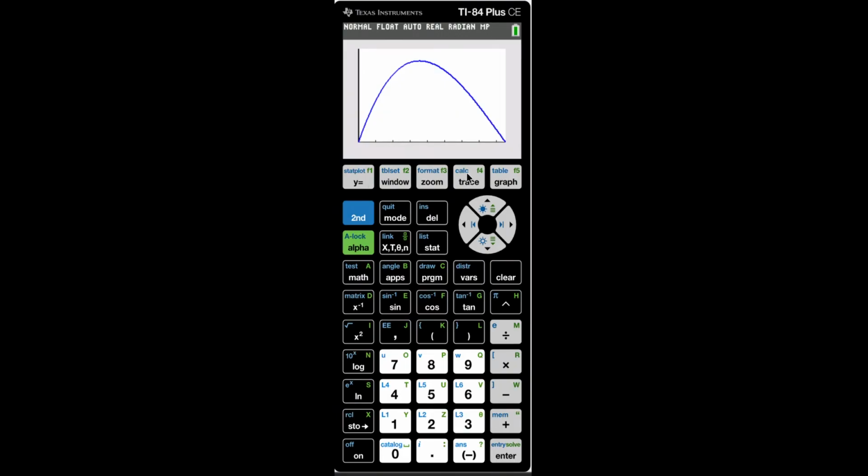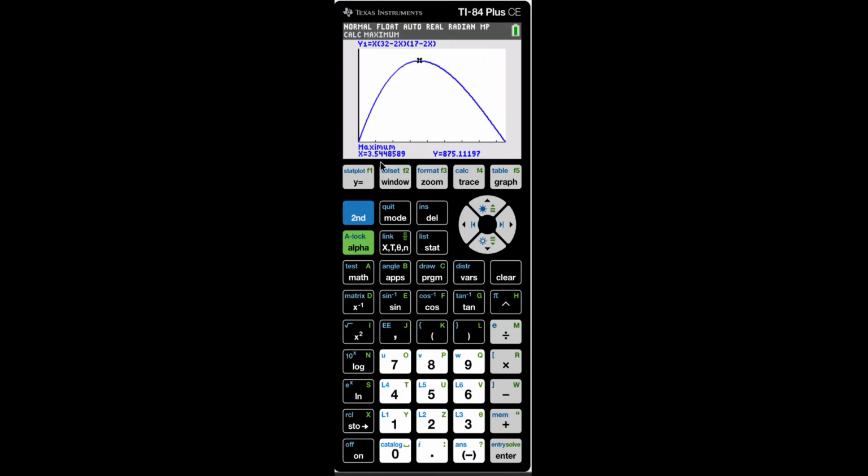To actually get that, I'm going to go to the calc menu, so second calc. The fourth option down is maximum, and then it's going to ask me 3 questions. It's going to ask me for a point to the left, so move my cursor to the left of where that maximum is, hit enter. Then it's going to ask me for a point to the right, so move my cursor to the right of that maximum, and then it asks me for a guess. So then move my cursor close to where that maximum is, hit enter, and I get my answer.